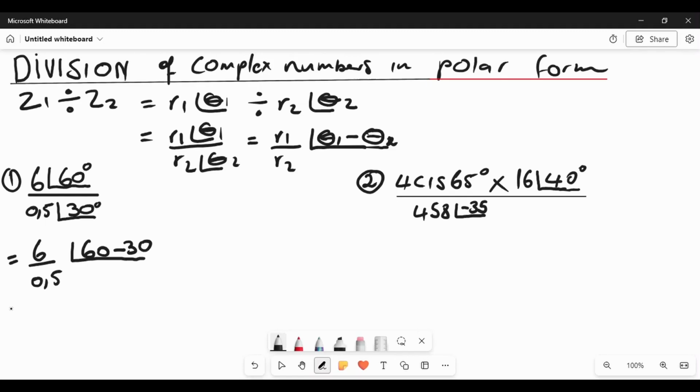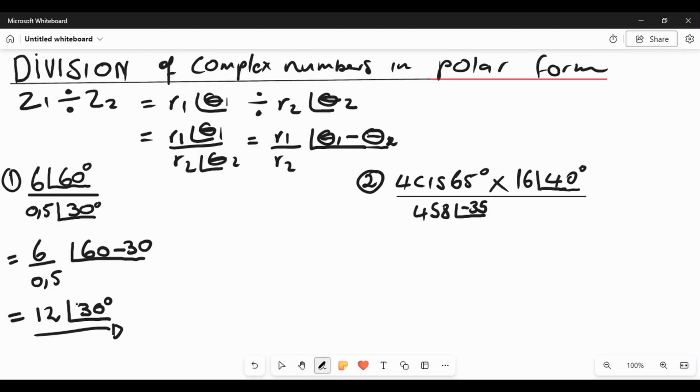There we go. And then when it comes to modulus, 6 divided by 0.5 is going to give us 12. And when it comes to argument, we know that 60 minus 30 is going to give us 30 degrees. Basically, this is how you solve complex numbers that are dividing each other. Really not that difficult, guys.